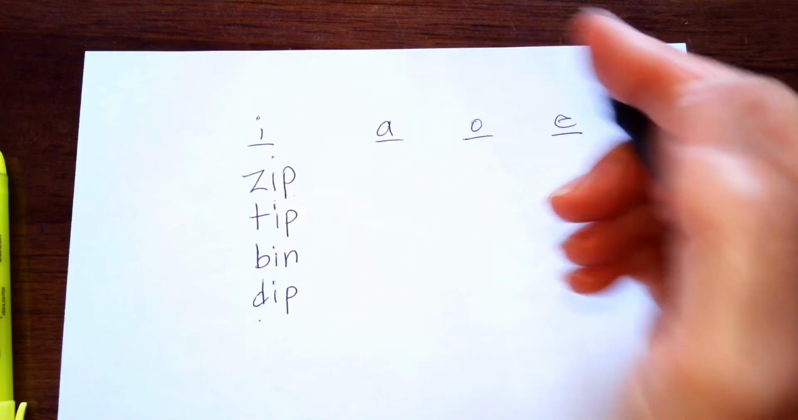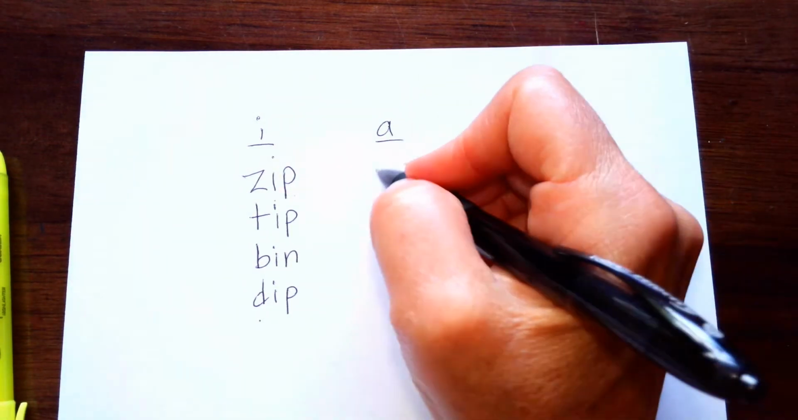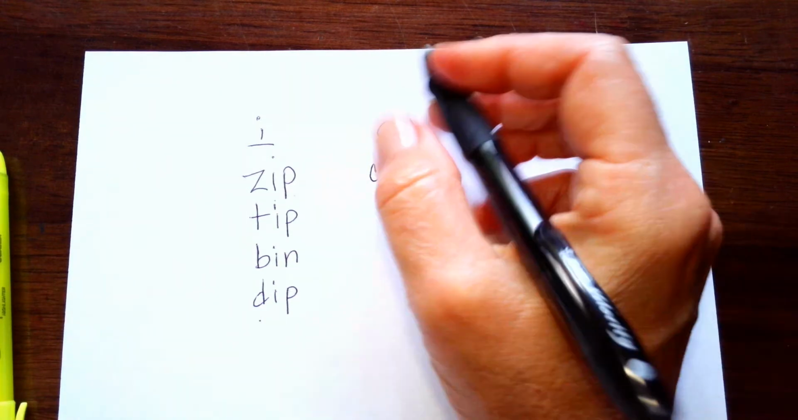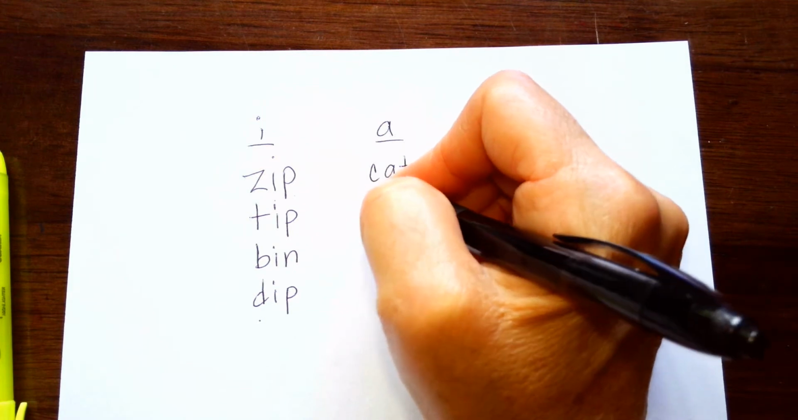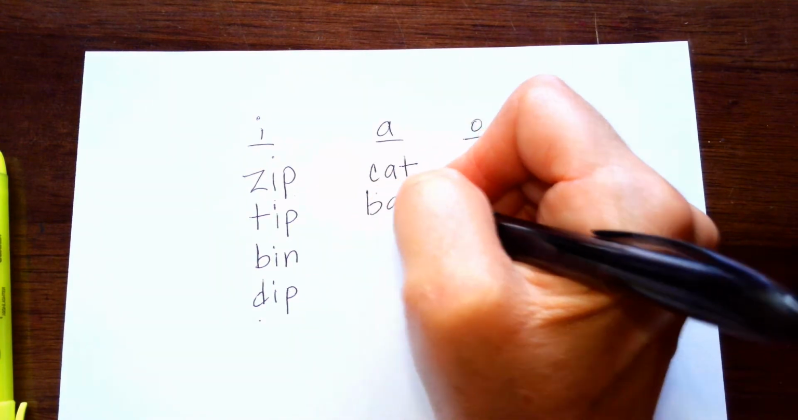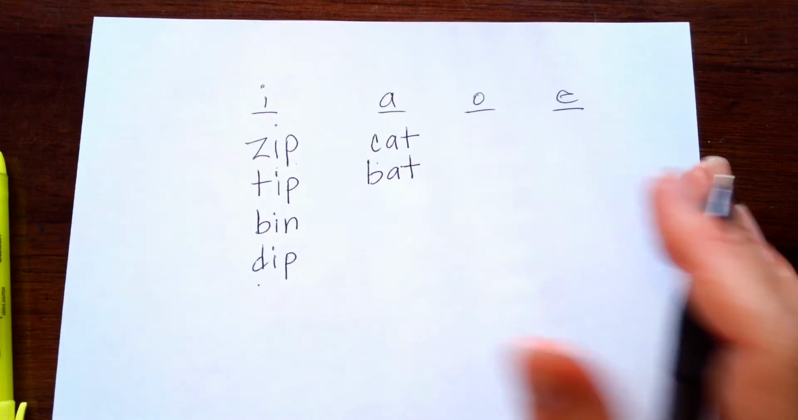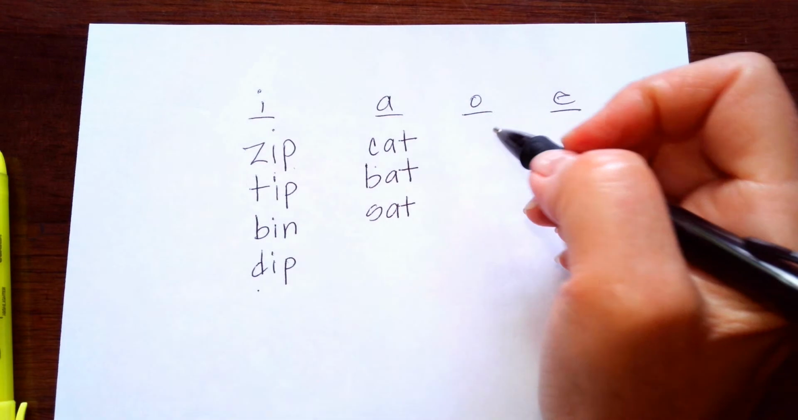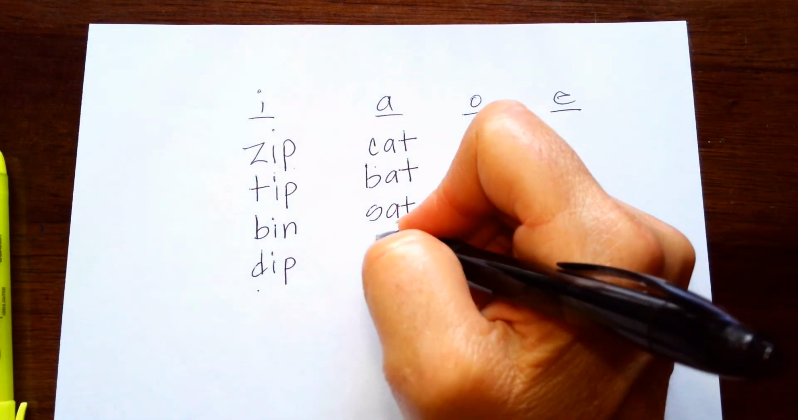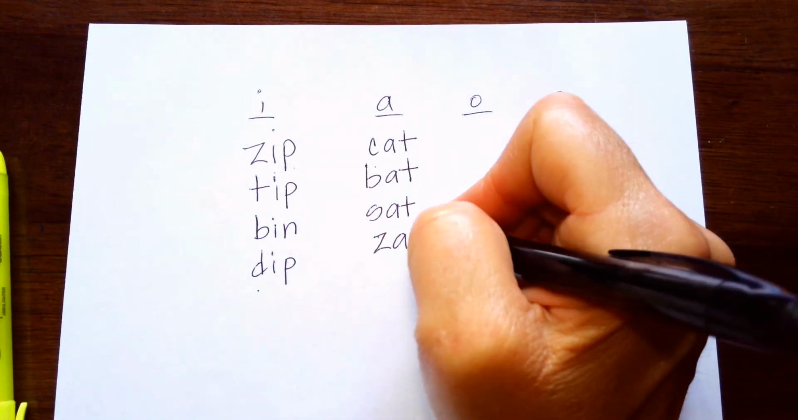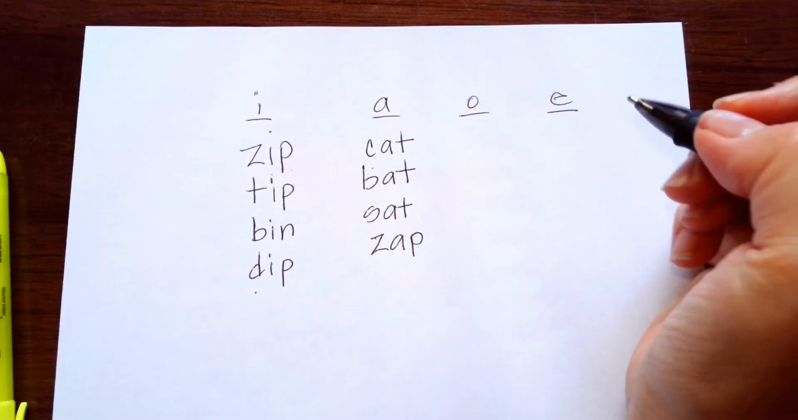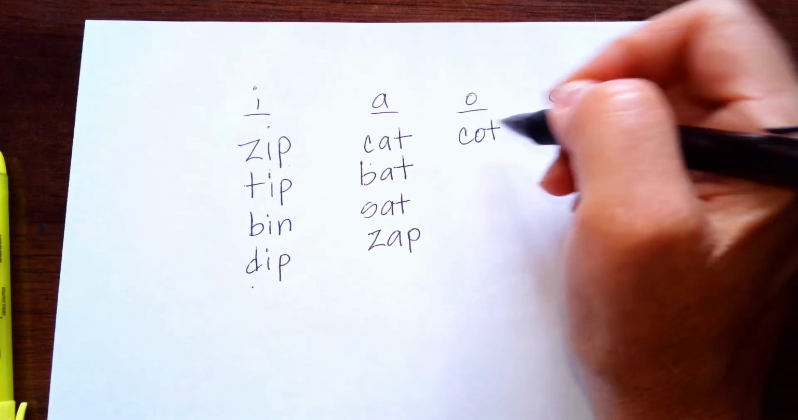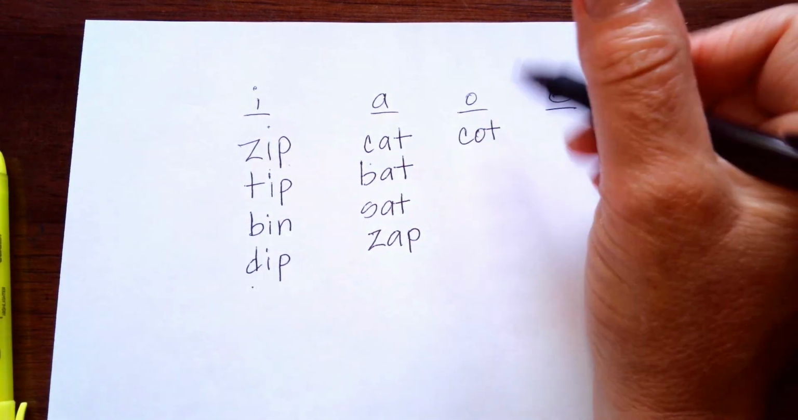Next one is a. A makes a. So we have k, a, t, cat. Next one is b, a, t, bat. S, a, t, sat. Z, a, p, zap. O makes ah. K, ah, t, cot, like you sleep on a cot when you're camping.